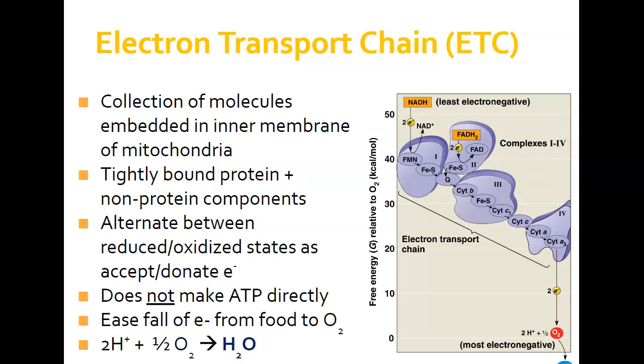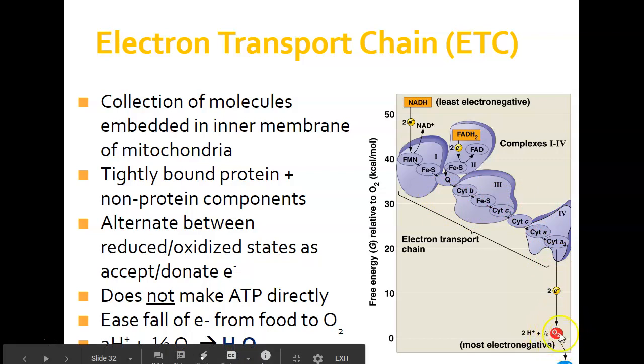Here's kind of what the electron transport chain looks like. It's a series of a whole bunch of molecules embedded in the inner membrane. There are protein and non-protein components to this, not really super important, but these things basically alternate between reducing and oxidizing the electrons, and then it slowly hops down the train. And in that process, it will go to its final electron acceptor, because it's super electronegative, oxygen.